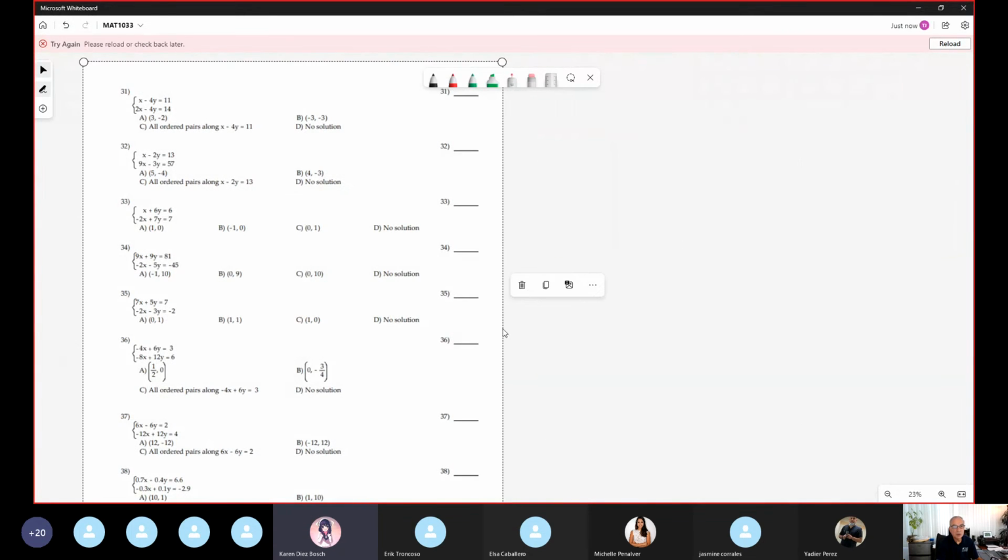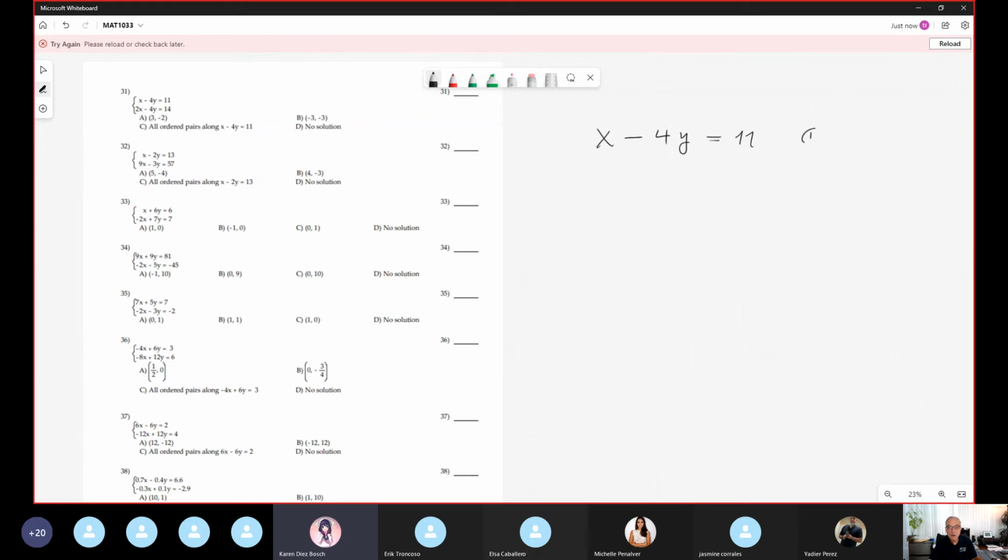Okay, you help me to create the strategy for solving the equation. x minus 4y equals 11, equation 1. 2x minus 4y equals 14, equation 2. This is my system, it's given like that at the beginning. Here I need to solve it using elimination.